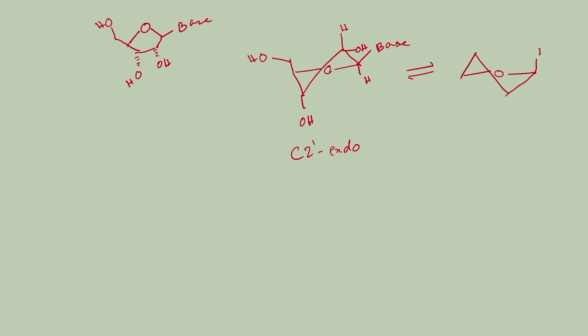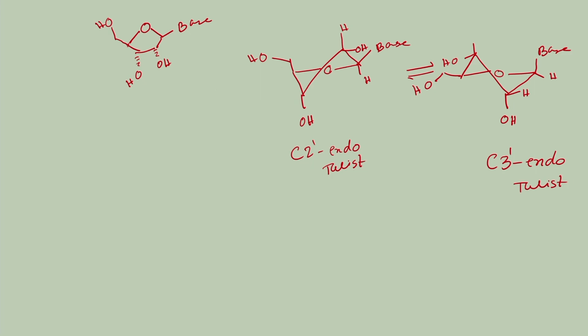Base is up, here which is down the plane, so axial, this is down the plane, equatorial, and this is up the plane, equatorial. So, that is your C3' endo twist.